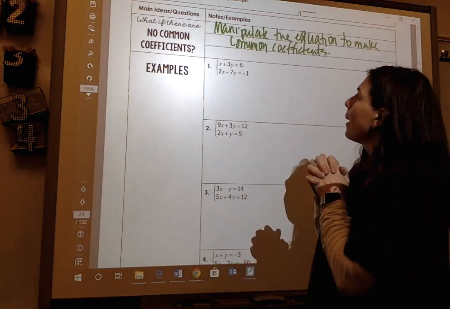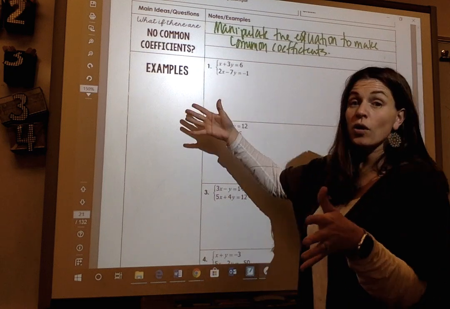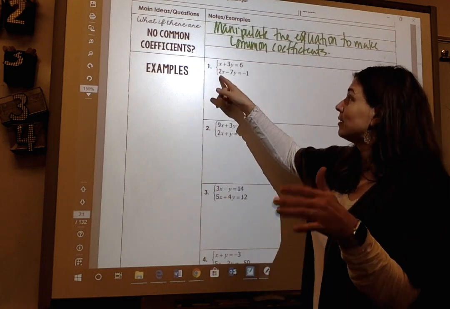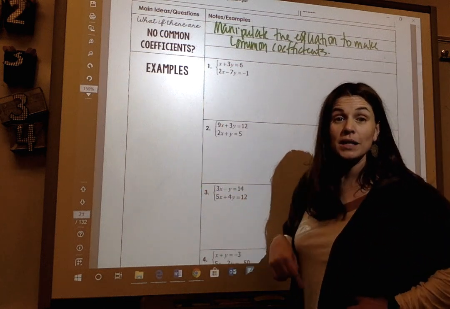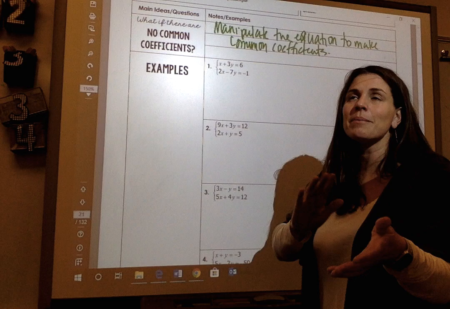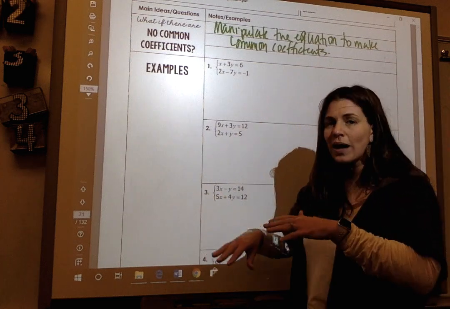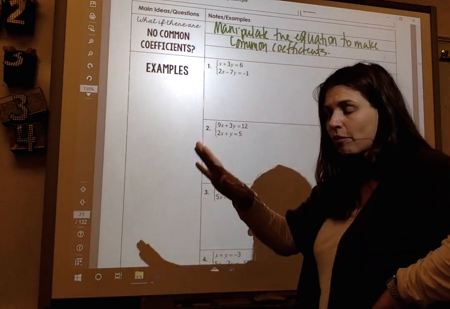So if you look at number 1, there are no common coefficients. X and 2, 3, and negative 7, those don't cancel out. But I could make this pretty easy on myself. And again, it doesn't matter if you manipulate the x's or the y's. Matters not. You just got to get rid of one.